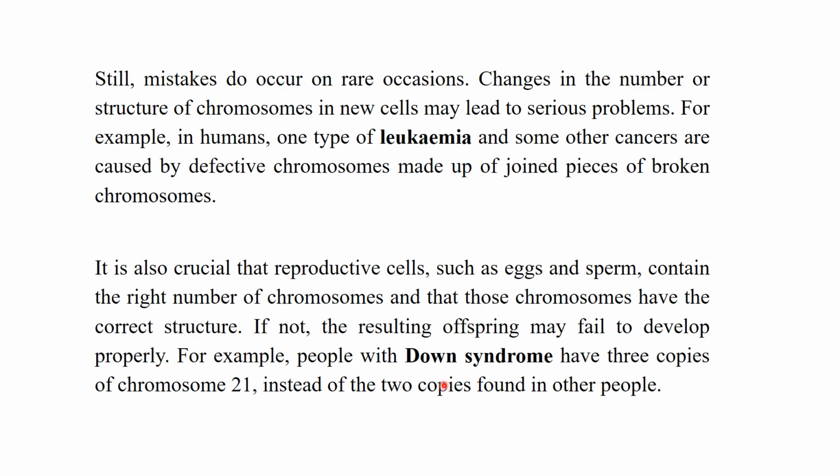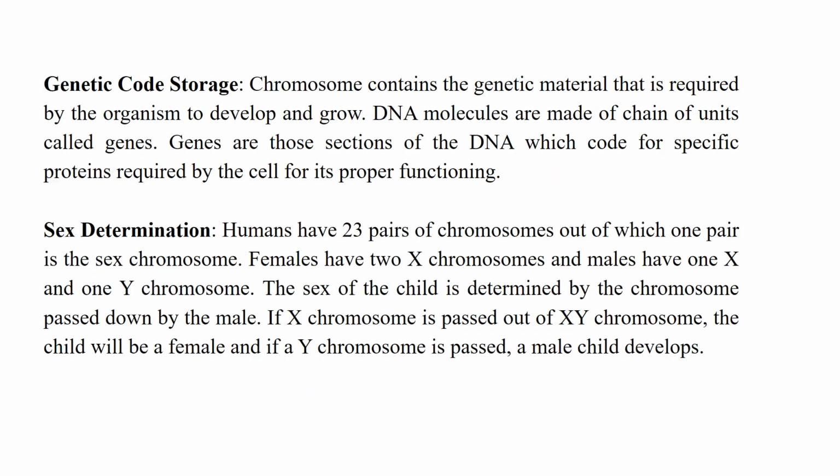For example, people with Down syndrome have 3 copies of chromosome 21 instead of 2 copies found in other people. Okay, डाउन सिंड्रोम में क्रोमोसोम 21 की 3 copies होती हैं, वैसे नॉर्मल में कितनी होती हैं? 2 copies होती हैं. सो दिस 3 number of the chromosome 21 is the abnormality.